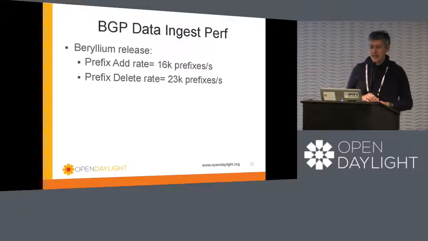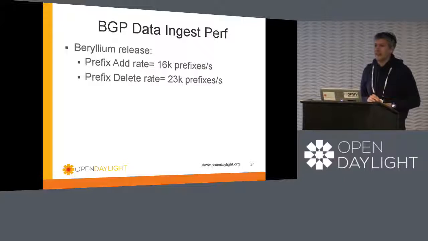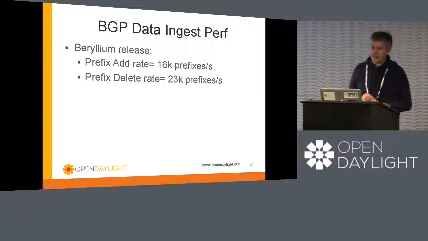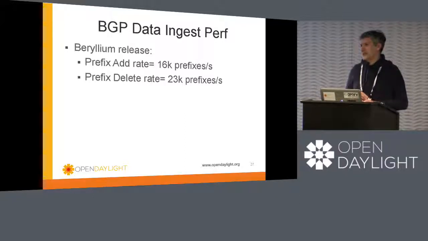For this kind of test, in the Beryllium release, we see a prefix add learning rate in OpenDaylight of 16K prefixes per second. For delete, if someone deletes externally, or if we reset the connection, we get 23 prefixes per second in OpenDaylight.